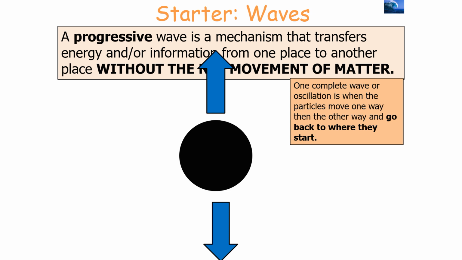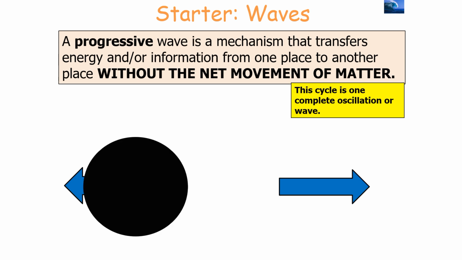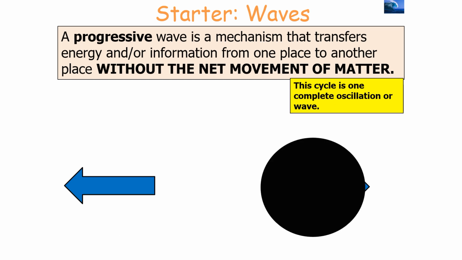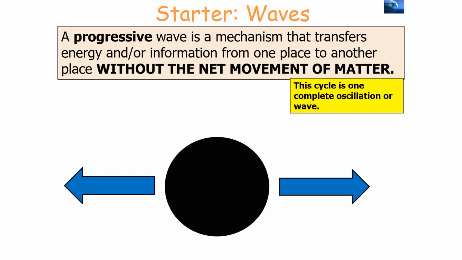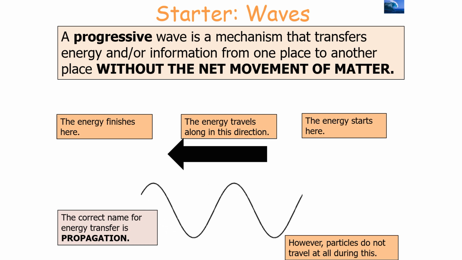Now one complete wave or oscillation is when the particles move one way then the other and go back to where they start. So this is a cycle which shows one complete oscillation of a wave. It goes one way, then it goes back to equilibrium, then it goes the other way, and then it finishes back in equilibrium again. Now we say that as this wave will cause your particles to oscillate, the energy will transfer through the wave or will propagate.